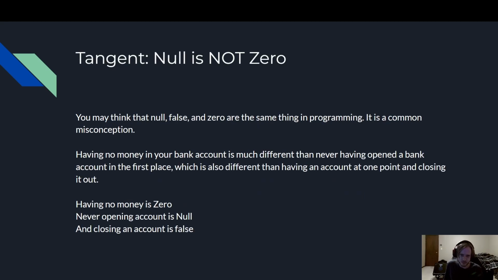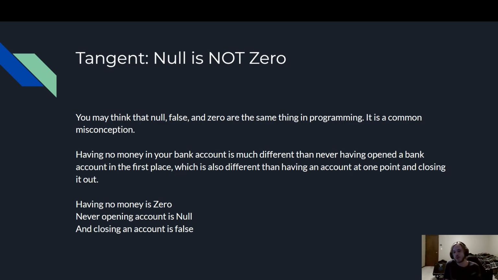So, quick tangent, null is not 0. You may think that null, false, and 0 are all the same thing in programming because they all feel similar. It's quite a common misconception. So, let's think about this. Having no money in your bank account is much different than never having opened a bank account in the first place. Both of these things are different than having a bank account at one point and closing it out.